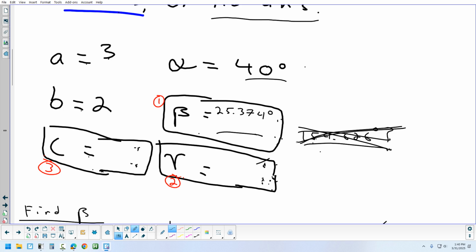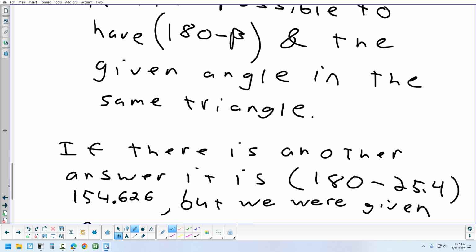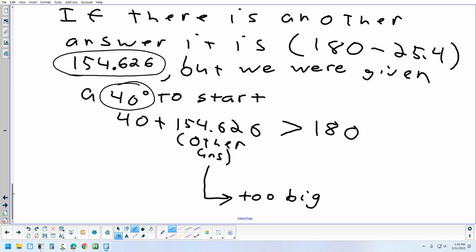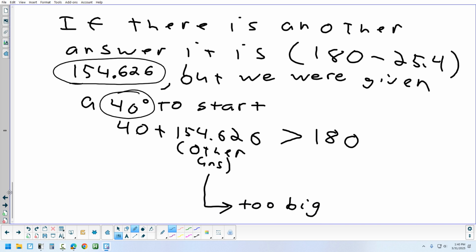So the second answer is one of your answers as long as the angles don't add up to over 180? Yep. And that's what I have written down right here. So in this problem, if there was another answer, it would have been 154.626. But we were given a 40-degree angle to start. If you add the given to 154, that is greater than 180. So because the other answer is 154, it's too big. That's why it doesn't work.